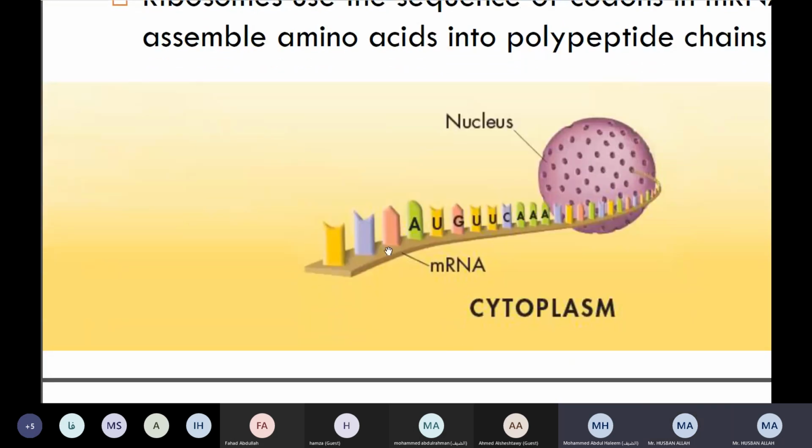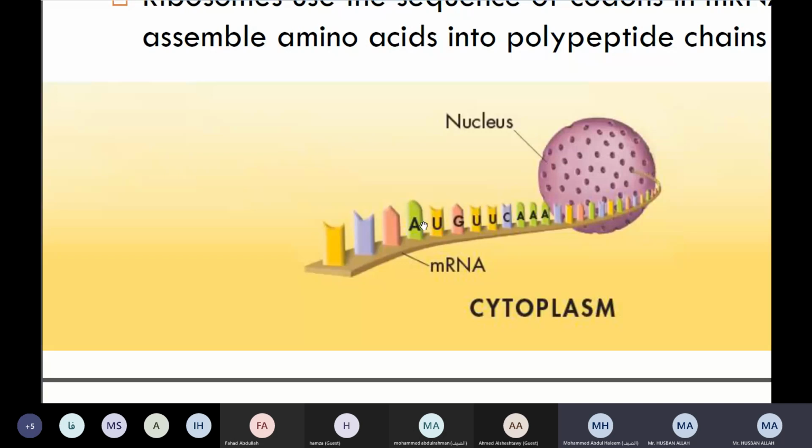This is the entire messenger RNA, right? Now, on the messenger RNA we have genetic codes, right? Three nucleotides will code for what? Three nucleotides will code for one amino acid.